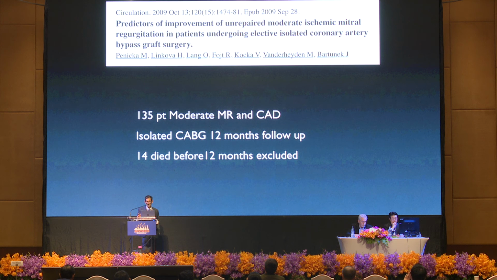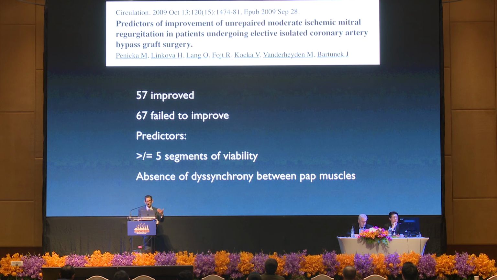Interestingly, for this population, they had 14 patients who died in the 12-month follow-up period. So not a low-risk population, or perhaps not good surgery. I'm not going to say that. And what they looked at was what happened to those patients and their mitral regurgitation. So 57 of those patients had improvement in their mitral regurgitation with no treatment of their mitral valve disease, whereas 67 of that population failed to improve.